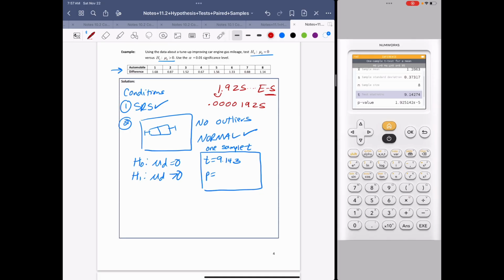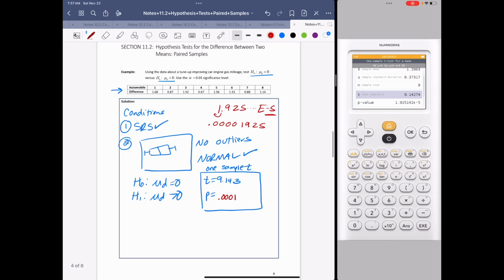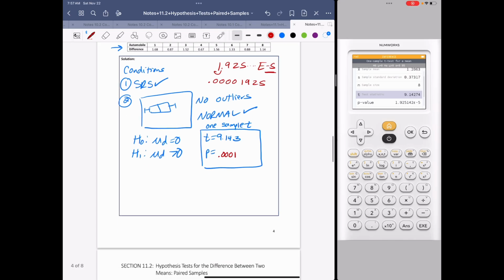I'm going to round my p-value. Anytime you have that e -5, it's very small. I'm going to round my p-value to 0.0001. So very small p-value. If that had been e -13, I would have just put 0 as my p-value. My p-value is small. My significance level was very small, but my p-value is smaller. So if the p-value is low, H0 is going to go.